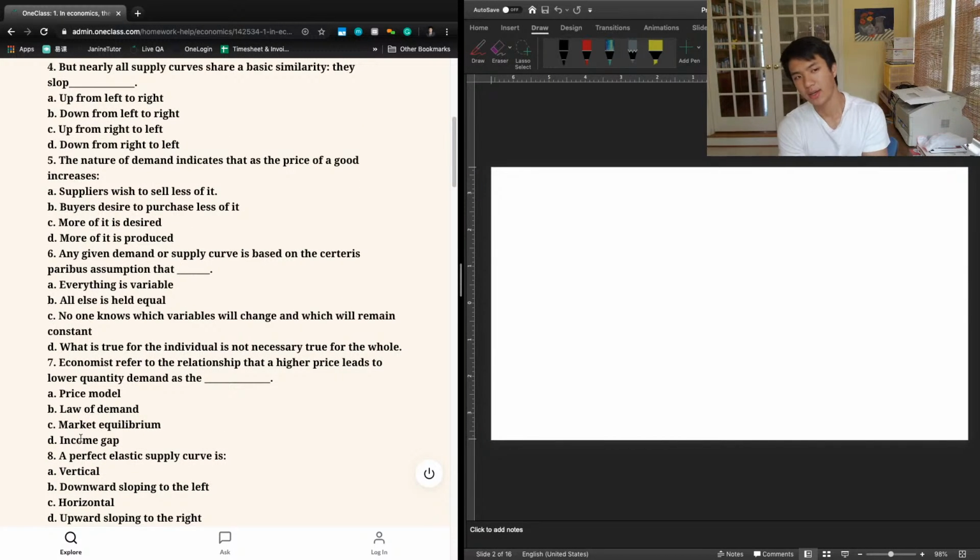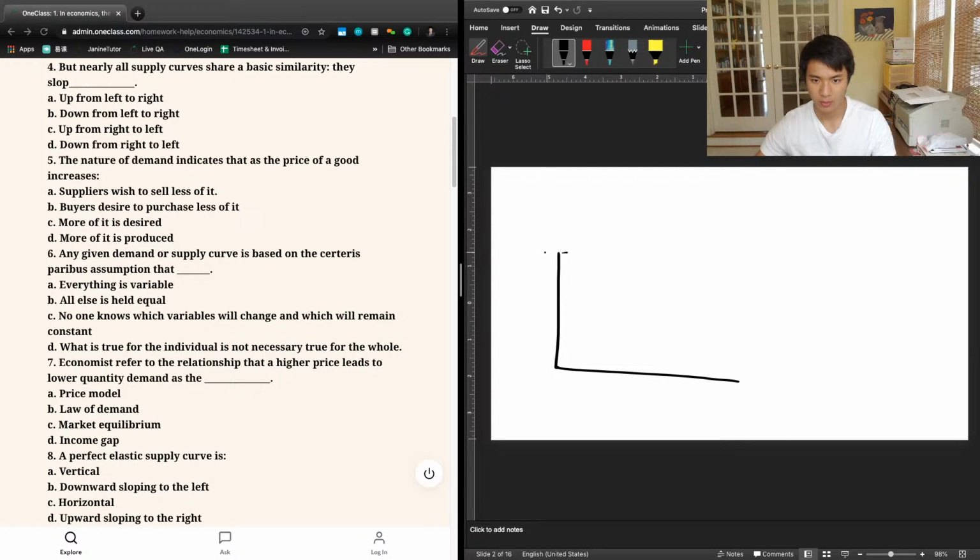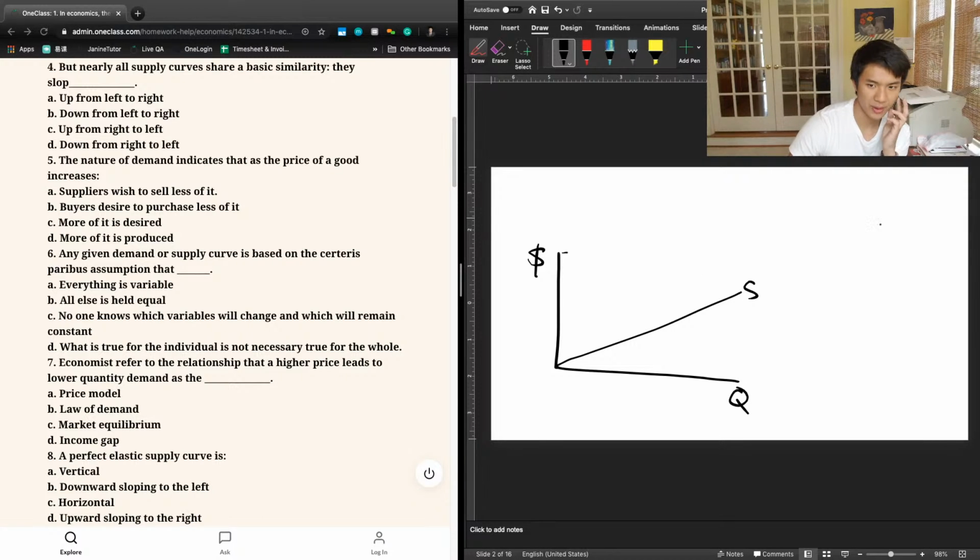Question 4 says, but nearly all supply curves share a basic similarity. They slope blank. A, up from left to right. B, down from left to right. C, up from right to left. D, down from right to left. And so what we're looking at here is the supply curve. We have price and quantity, and we know that supply curves typically look like this. It's an upward sloping line, right? So which one of these best describes this shape?